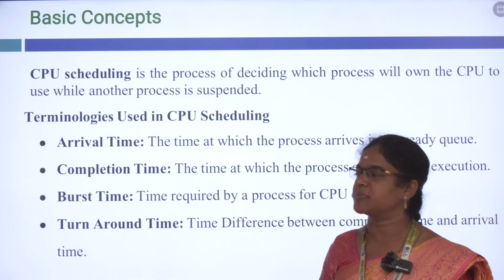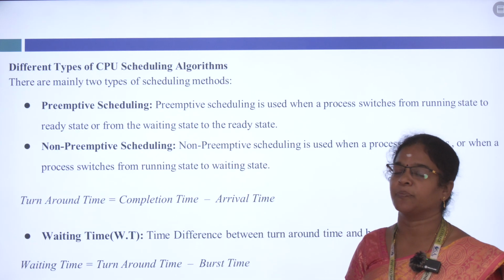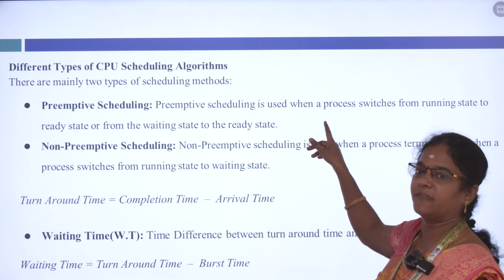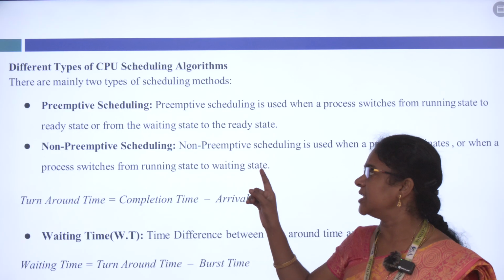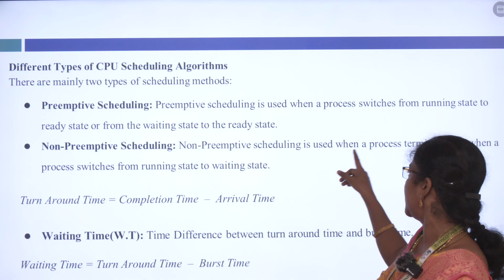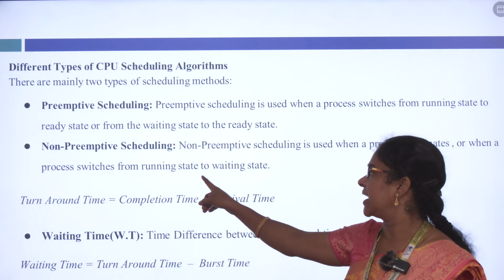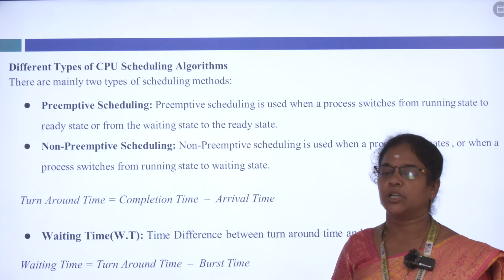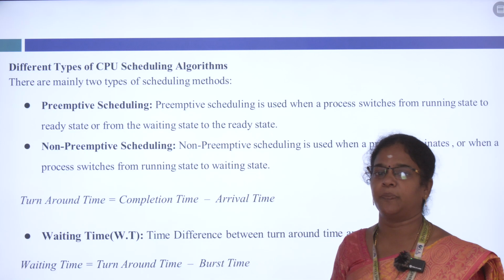So this is the terminology of CPU scheduling. There are two main types of scheduling: preemptive scheduling and non-preemptive scheduling. Preemptive scheduling is used when the process switches from running state to ready state. Non-preemptive scheduling is when the process terminates or when the process switches from running state to waiting state. Depending on the scheduling algorithm, we assign which one is preemptive and non-preemptive.